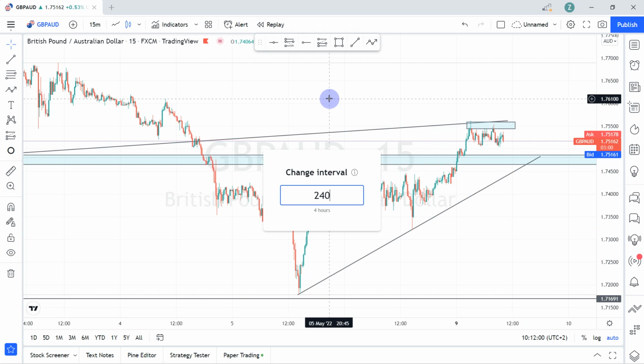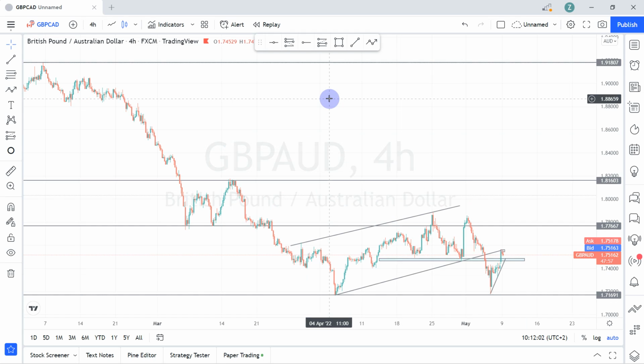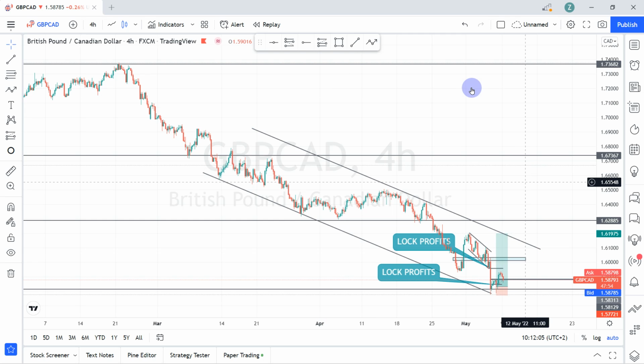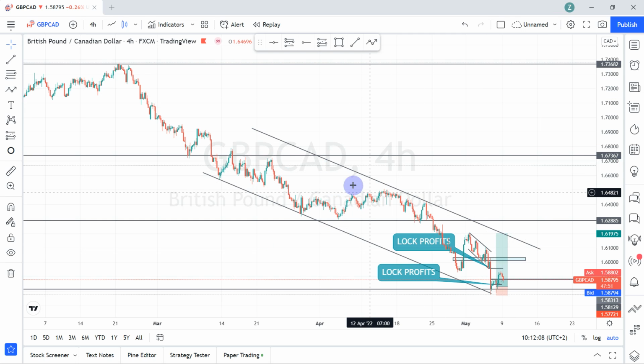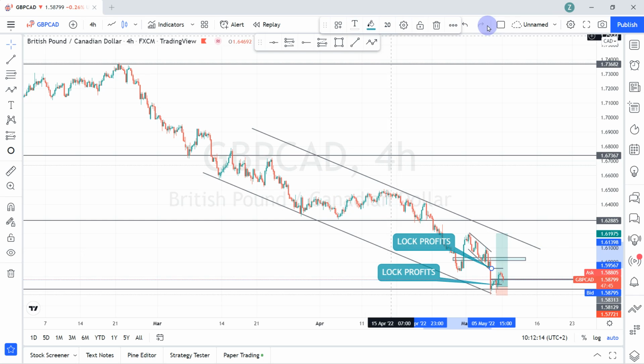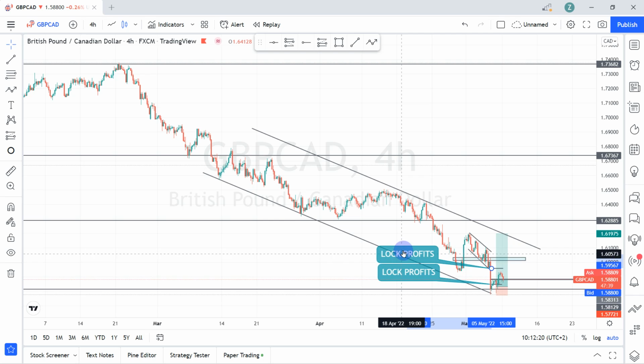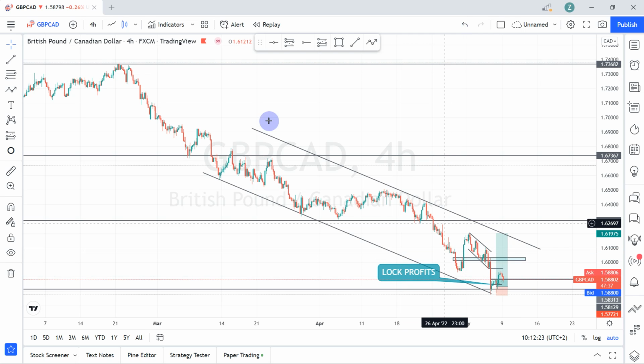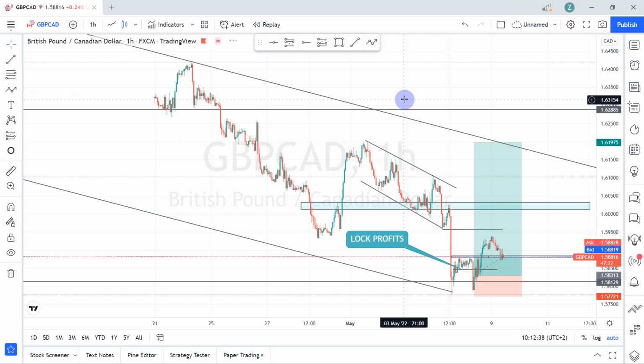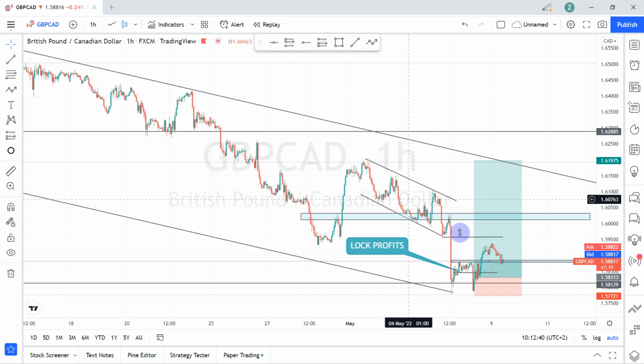So let's move on to another pair, which is the GBPCAD, right? So I've already analyzed this pair, and I'm already in a trade, right? I'm already in the trade. So this was the 4-hour time frame. I've identified my 4 key levels, as you can see, and we were in a bearish trend, right? We were in a bearish trend.